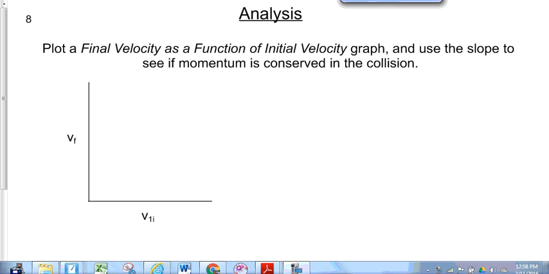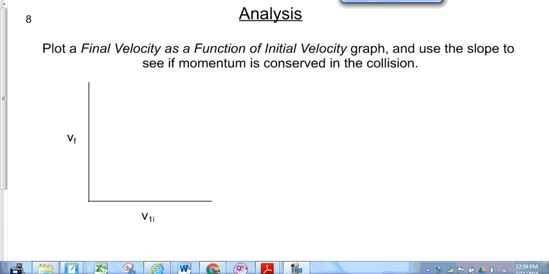Once you've got all that data collected, comes time for your analysis. Your analysis includes a graph that you have never seen before. It's a graph of final velocity versus initial velocity. In Physics 20, you learned that the slope of a position time graph was velocity. You learned that the slope of a velocity time graph was acceleration. How did you know that? Because your teacher told you. How did your teacher figure it out? Or how did the first person figure it out?